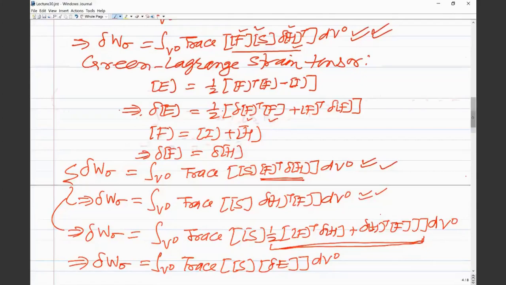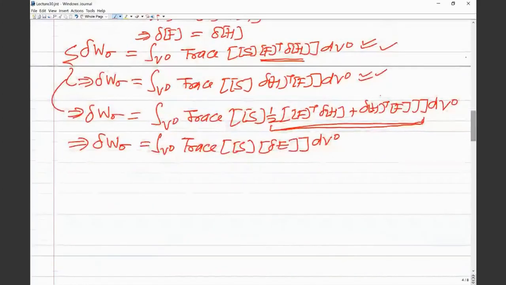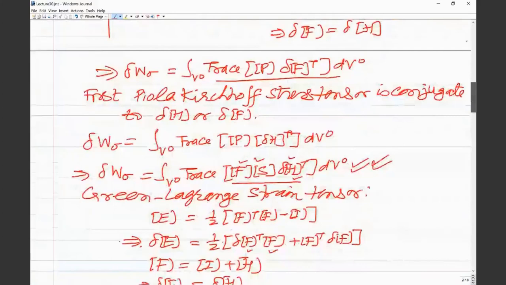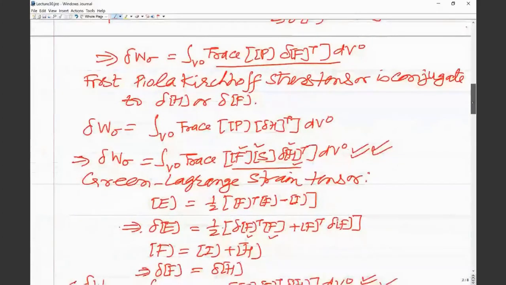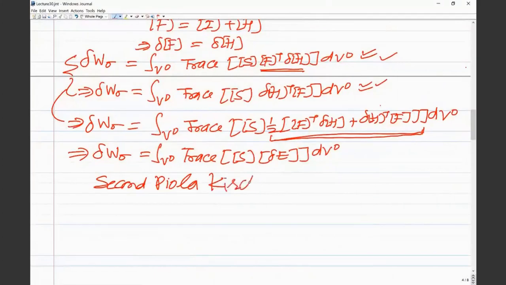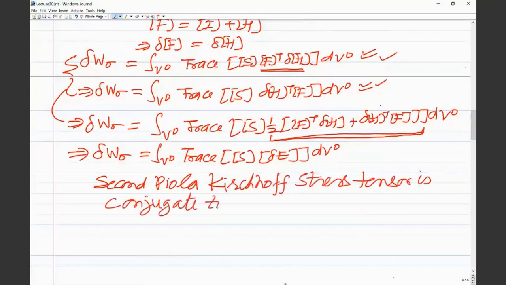So now once you have this, the conclusion here is, similarly, the way I said over here that the first Piola-Kirchhoff stress tensor is conjugate to delta H or delta F, similarly you can say that the second Piola-Kirchhoff stress tensor is conjugate to the Green Lagrange strain tensor.